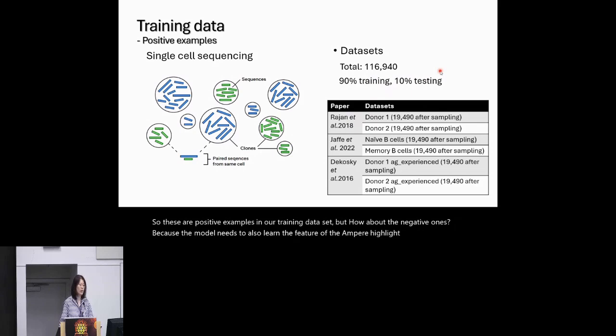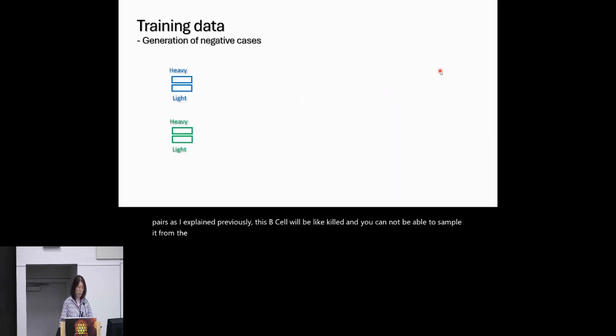So it's not easy to get the negative examples, because if they cannot form a stable heavy-light chain pair, as I explained previously, this B cell will be killed, and then you cannot sample it from the blood. So what we did is generate the negative cases, which we call the pseudo-negatives.